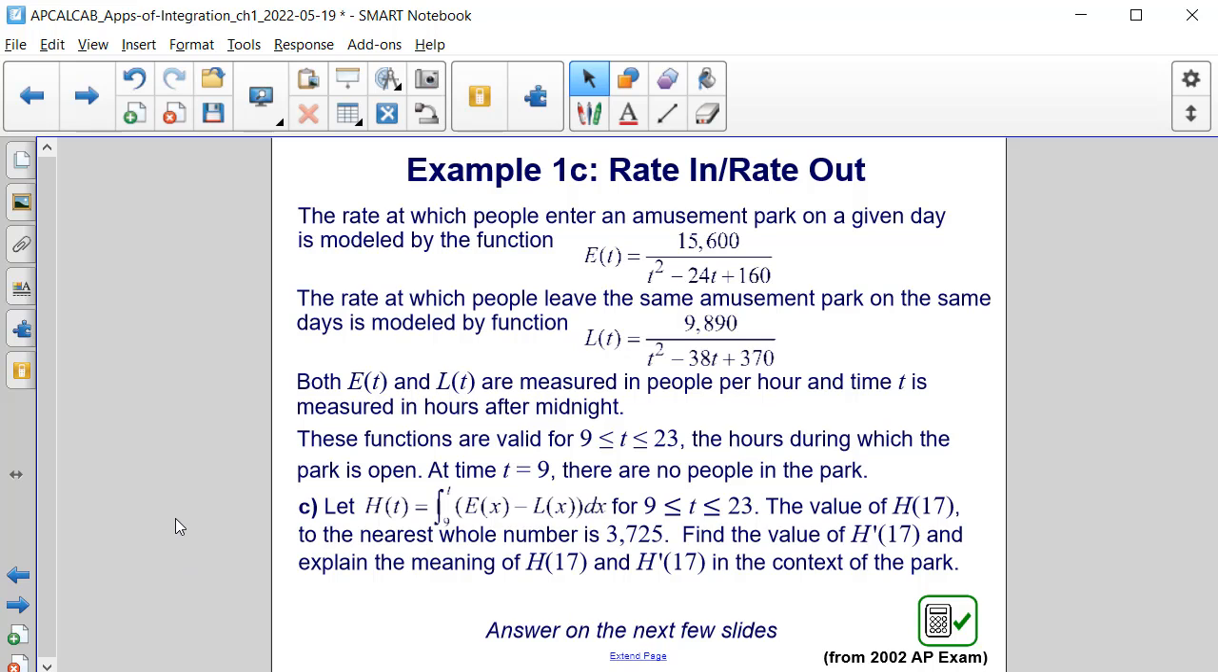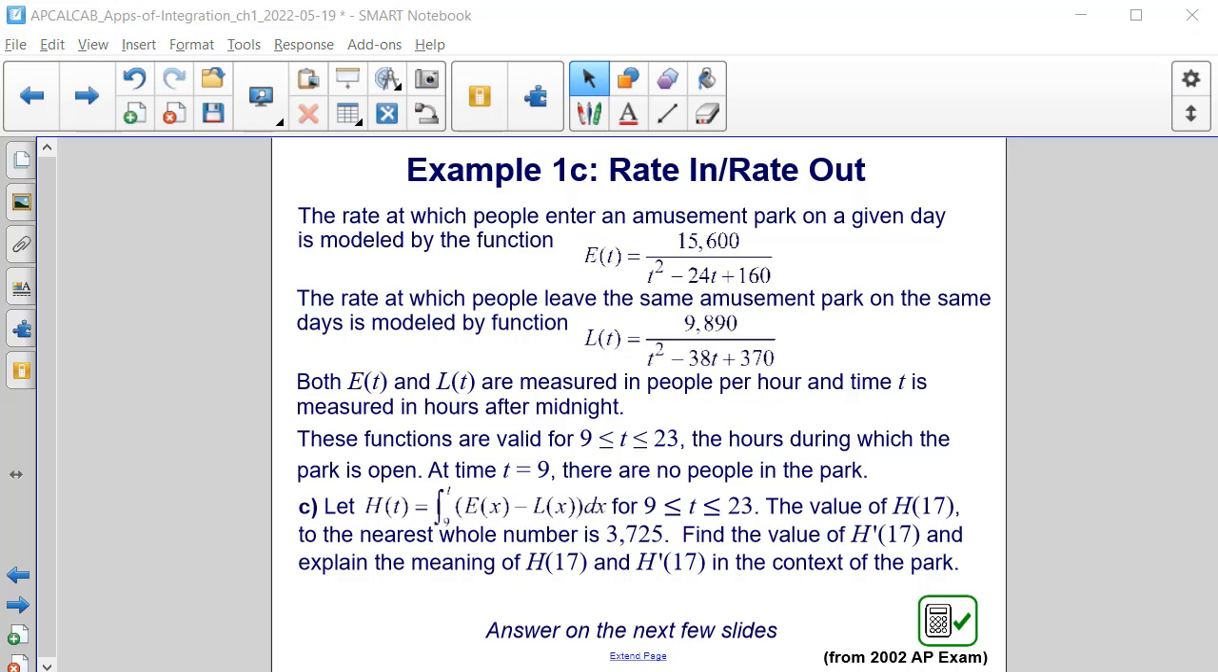Let h of t be equal to the integral from 9 to t of e of x minus L of x. And we're going to integrate with respect to x. For t values between 9 and 23, including our endpoints, the value h of 17 to the nearest whole number is 3,725. Find the value of h prime of 17 and explain the meaning of h of 17 and h prime of 17 in the context of the park.